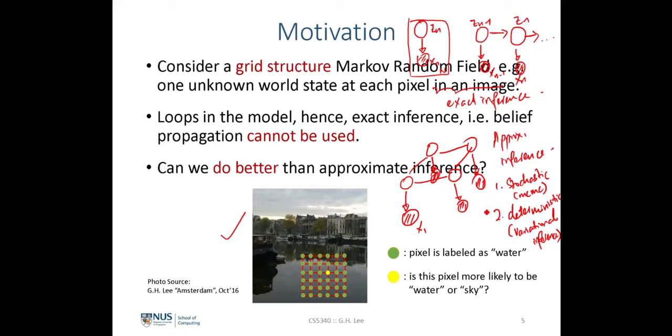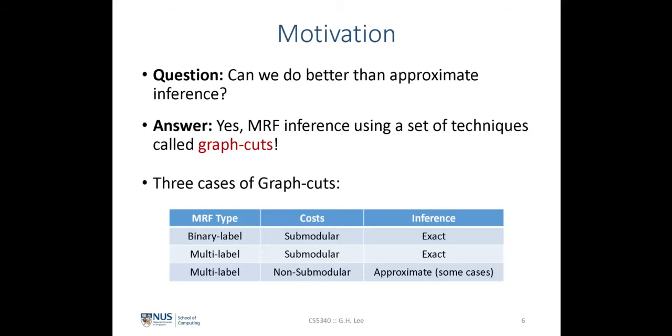In today's lecture, we will ask ourselves whether we can do better than approximate inference, whether there could be some cases in this particular graphical model where we can actually do exact inference, even though the graphical model is a loopy one. So the question is, can we do better than approximate inference? The answer turns out to be yes, and there are actually three cases of this particular problem, or the solution, which we call the graph cuts.